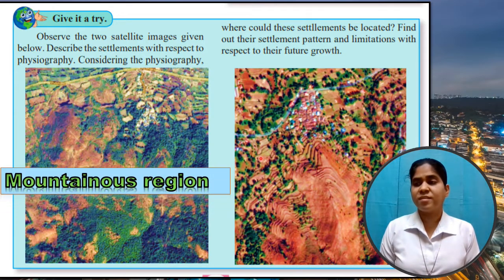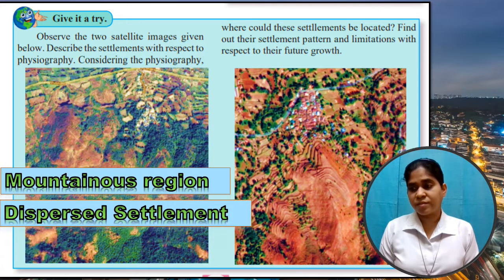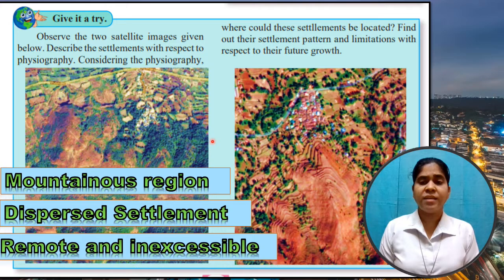After observing, we can say that these places are located in the mountainous region. They show rugged topography. Due to the rugged physiography, remoteness and inaccessibility of the place, the settlement is dispersed. The people have not much occupied this place. So we can say over here, we have dispersed settlement. These settlements are also located in a very interior and remote place.